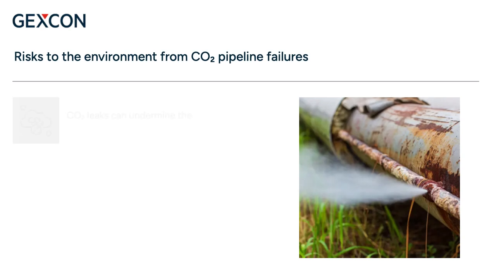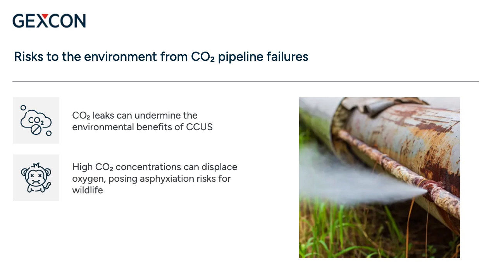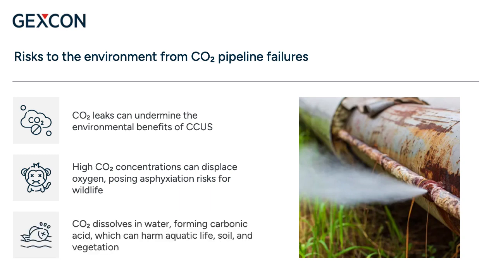CO2 can also present environmental hazards, as CO2 leaks can undermine the environmental benefits of CCUS by introducing risks to ecosystems. High concentrations of CO2 can displace oxygen, creating asphyxiation risks for wildlife. It can dissolve in water, forming carbonic acid, which can contaminate aquatic ecosystems, and absorb into soil, harming vegetation and disrupting local ecosystems. Managing these risks is critical for the safe implementation of CCUS technology.